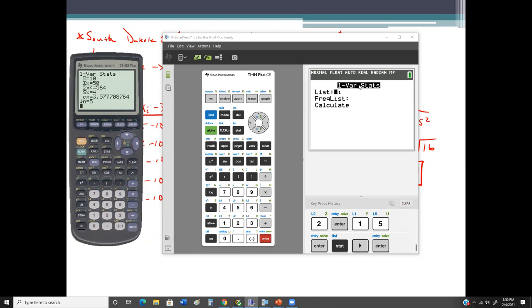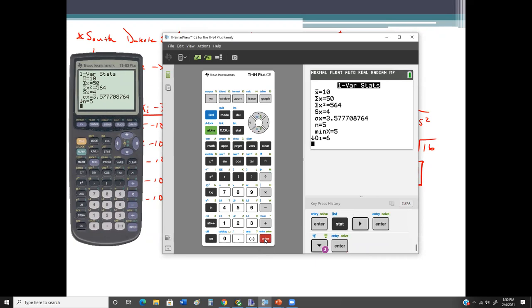Over here on the TI-84, it's a little bit more advanced. It says, what list is your data in? That's why it says L1 there. So you're just going to scroll down to calculate, and you should see this right here. How many people have this on their screen? I do. That's good, Robert.